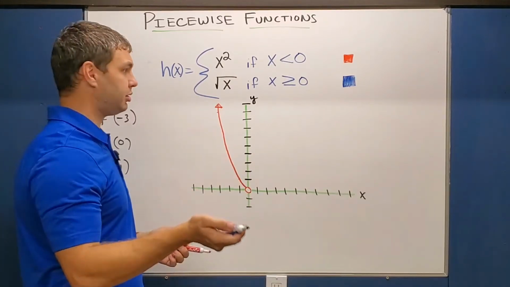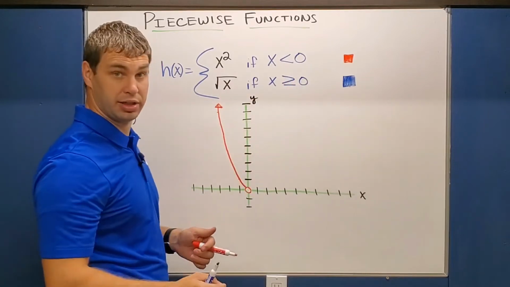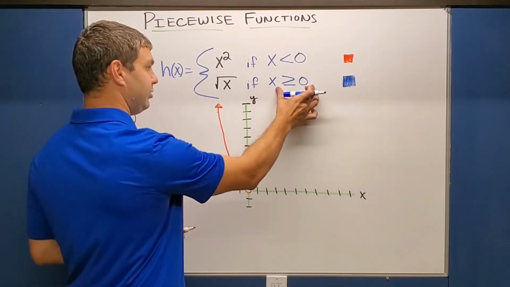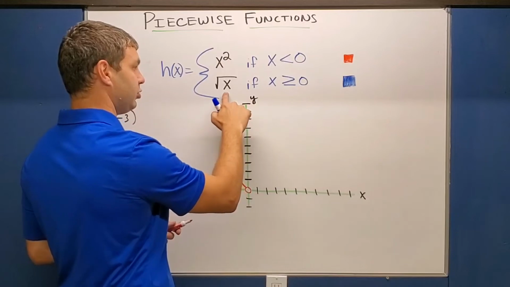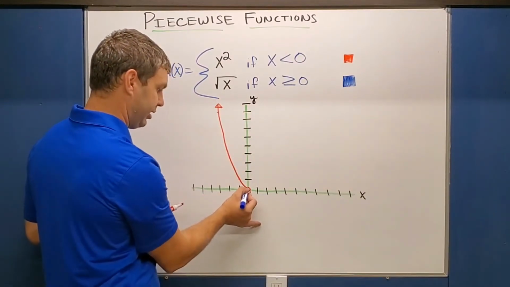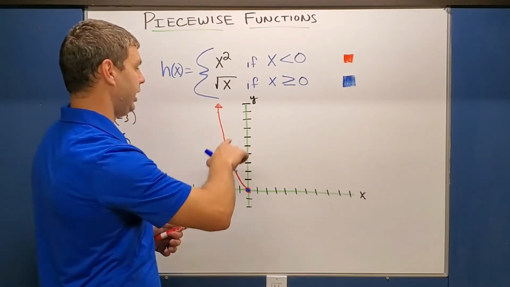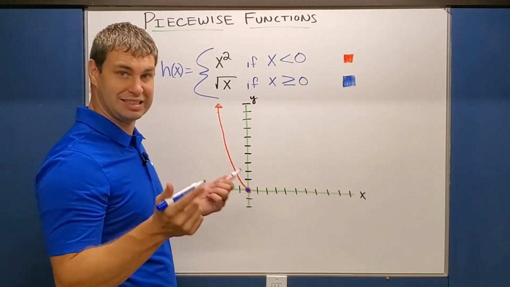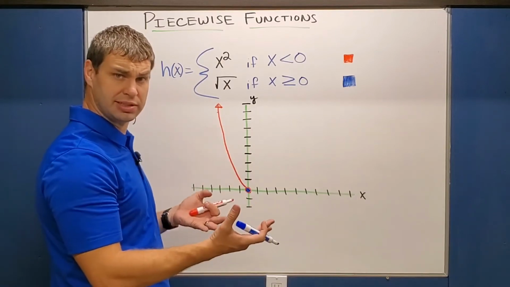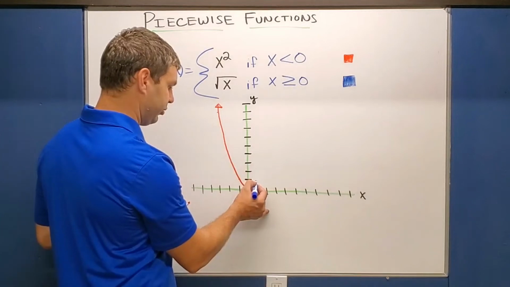Okay, switching colors to blue. Now we're going to do the square root of x if x is greater than or equal to 0. So at 0, I can put a closed dot, and the square root of 0 is 0. So I'm going to actually put a closed dot right here inside of my open dot from my other one. All right, what's my next nice number that works? Does 1 work? Can I take the square root of 1? Yeah, square root of 1 is 1. So this is the point 1, 1.